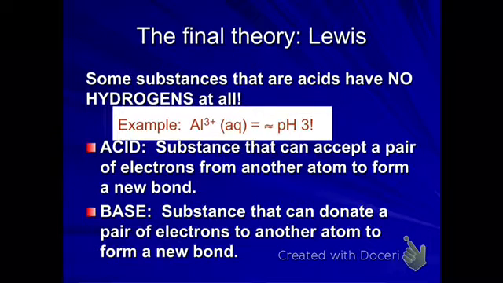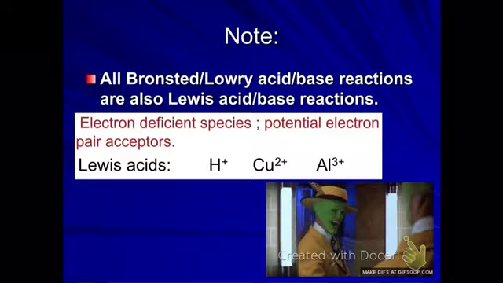It becomes this: an acid is any substance that can accept a pair of electrons, and a base is any substance that donates a pair of electrons to make a new bond. So for example here, hydrogen ion, copper 2 ion, and aluminum ion, all of these are electron poor, or electron deficient, if you will. And so they have a very high potential to accept a pair of electrons from anything around or near it. And if that happens to be water with a negative side on there, like a polar compound, it is going to try to grab on to that oxygen.